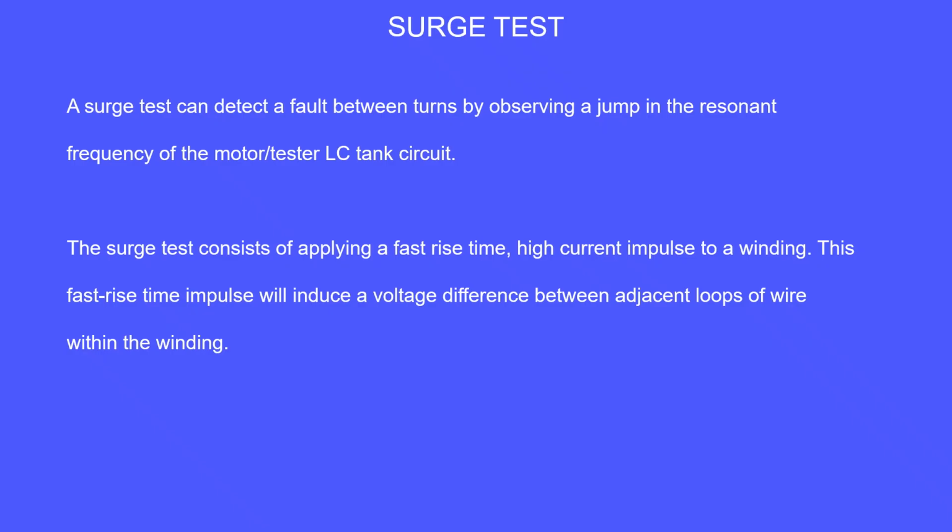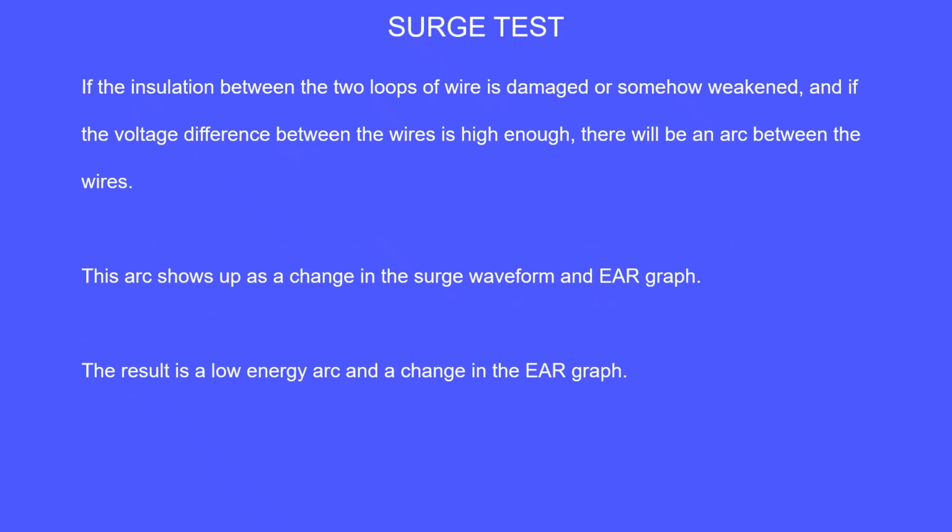This fast rise time impulse will induce a voltage difference between adjacent loops of wire within the winding. If the insulation between the loops of wire is damaged or somewhat weakened, and if the voltage difference between the wires is high enough, there will be an arc between the wires. This arc changes the inductance of the circuit. That is seen by a change in the resonant frequency and surge waveform as well as the EAR graph. The result is a low energy arc and a change in the EAR graph.